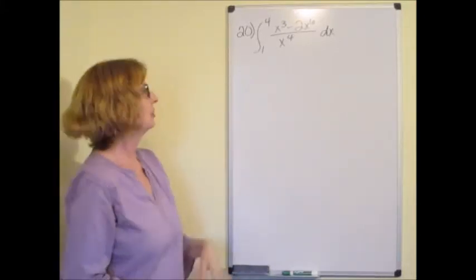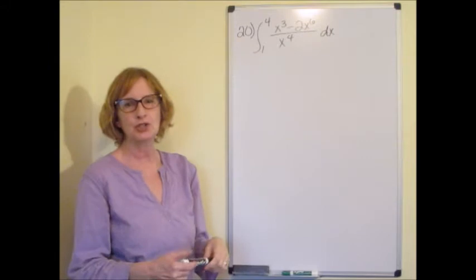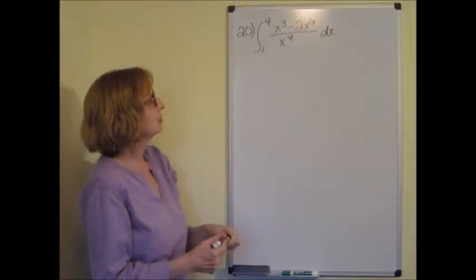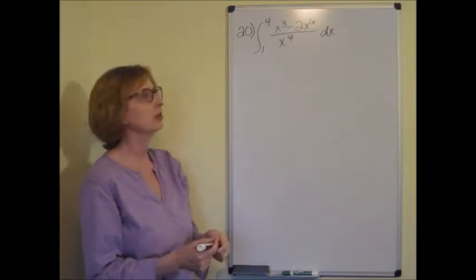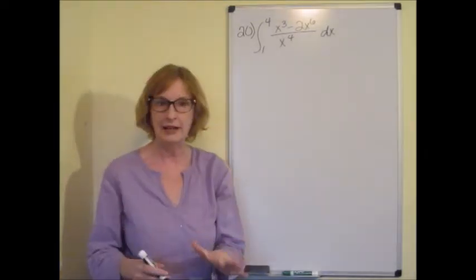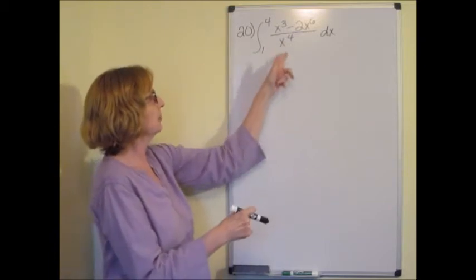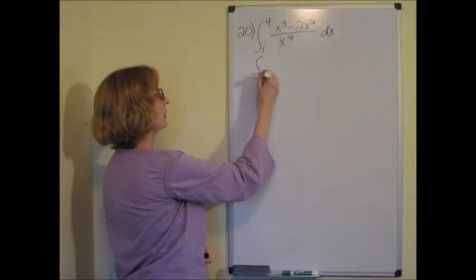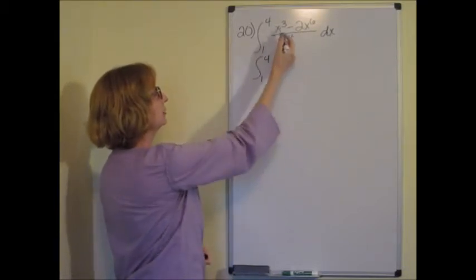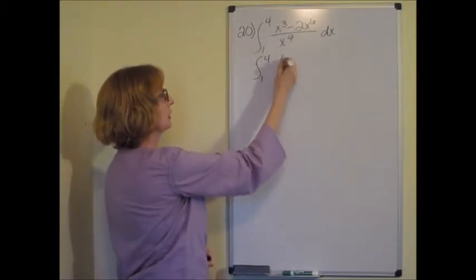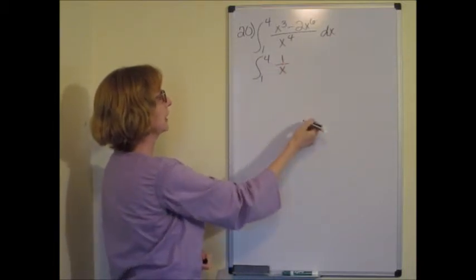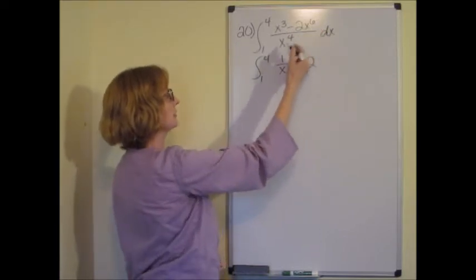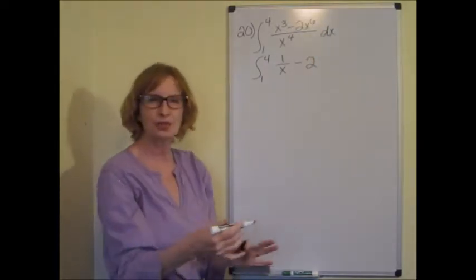Okay, let's continue on, and our next problem is going to be number 20, which we're integrating from 1 to 4, x cubed minus 2x to the 6 all over x to the 4th dx. So the first thing I'm going to do is separate these so that it'll be easier to integrate. So x cubed over x to the 4th is 1 over x, or x to the negative 1 power. And then we have a minus 2, x to the 6 over x to the 4th is x squared.